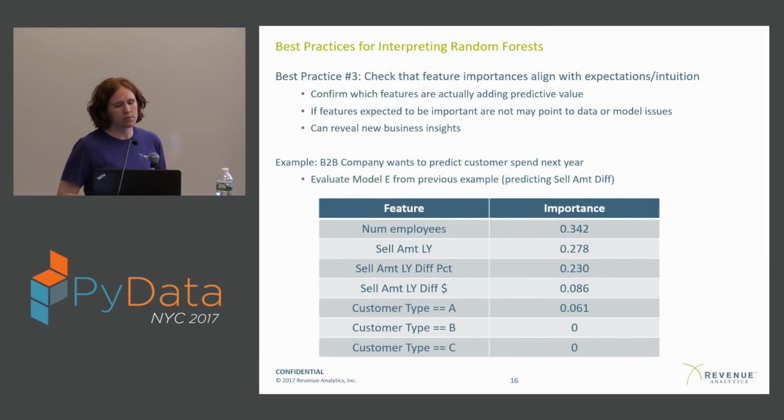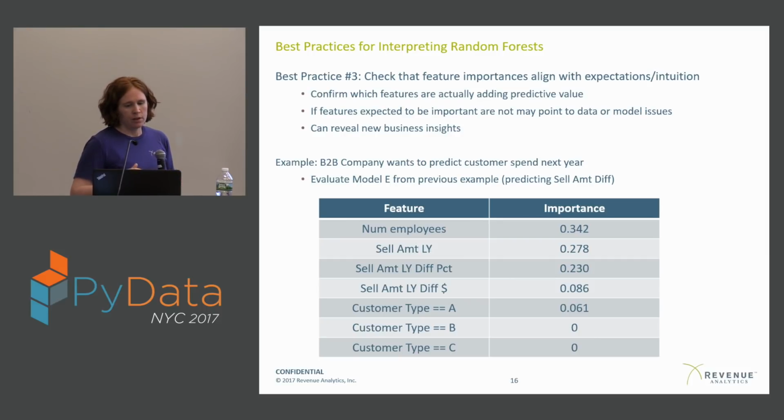So our best practice number 3 is relatively simple, just checking the feature importances and that those align with our expectations and intuition. So the feature importances give you a measure of how important each of the different metrics are in adding predictive power to your model.